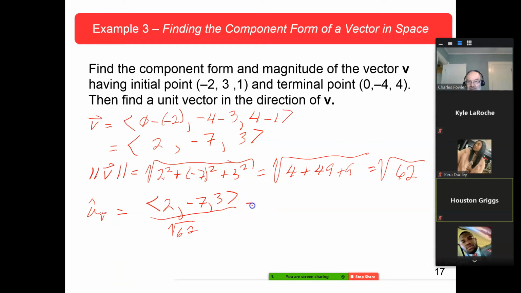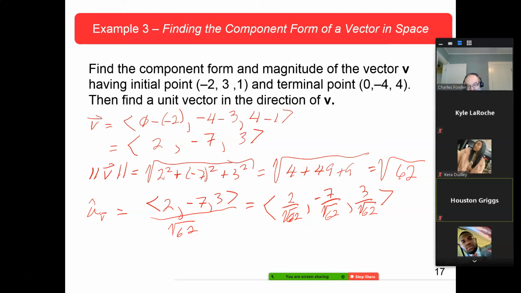If you wanted to write it a different way, it would be 2 over root 62, comma, negative 7 over root 62, comma, 3 over root 62. Now, if that is indeed a unit vector, what should be true about it? Magnitude 1.